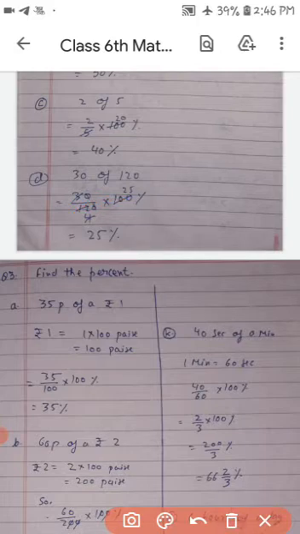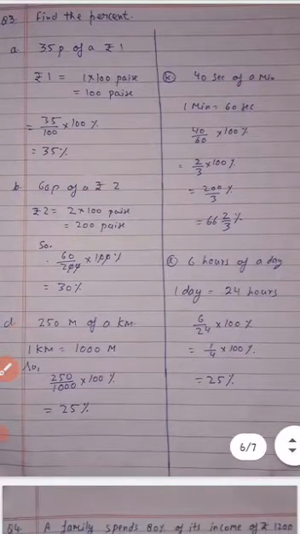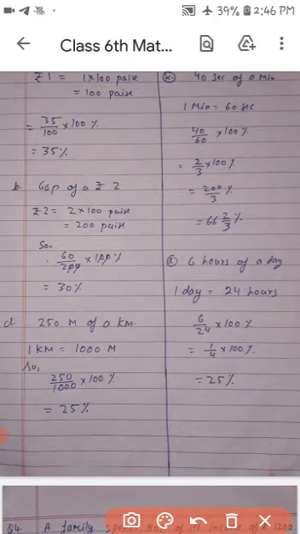Question 3. Find the percent. 35 paisa of rupees 1. 1 rupee is equal to 100 paisa. 35 upon 100 into 100 is equal to 35%. 60 paisa of rupees 2. Rupees 2 is equal to 2 into 100, equal to 200 paisa. So 60 upon 200 into 100. Zeros cancel. Now 2 threes are 6. Answer comes to 30%.